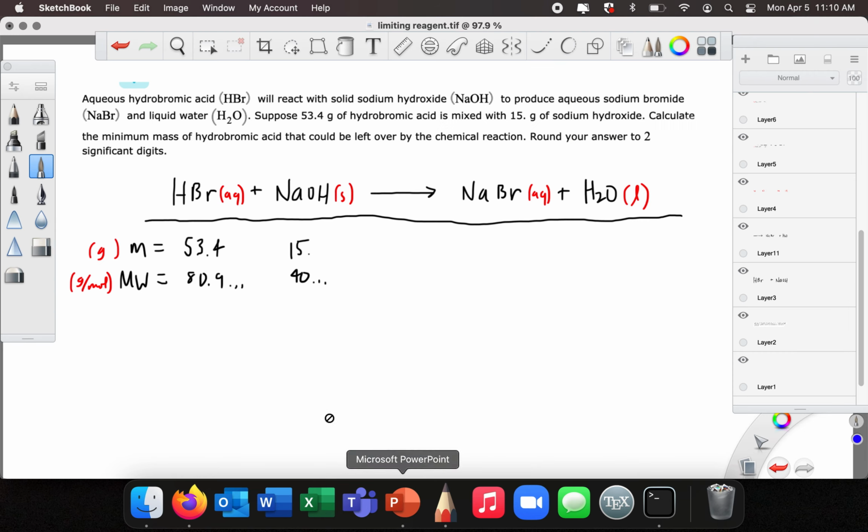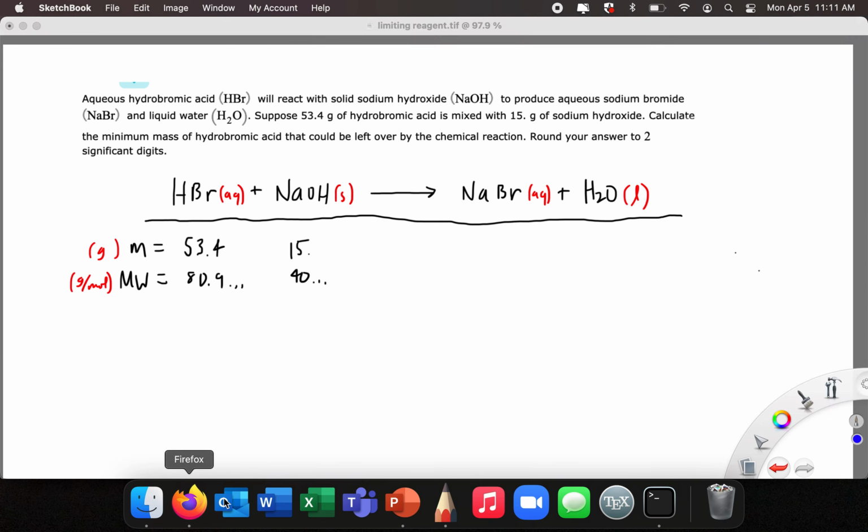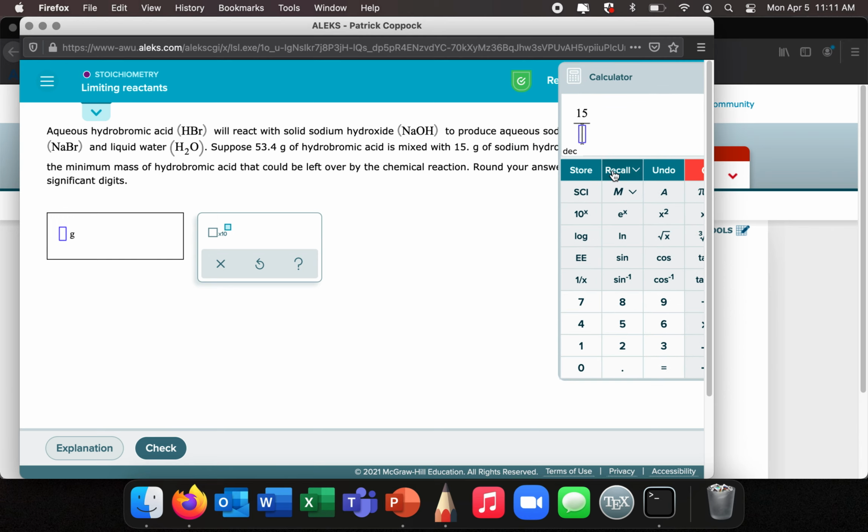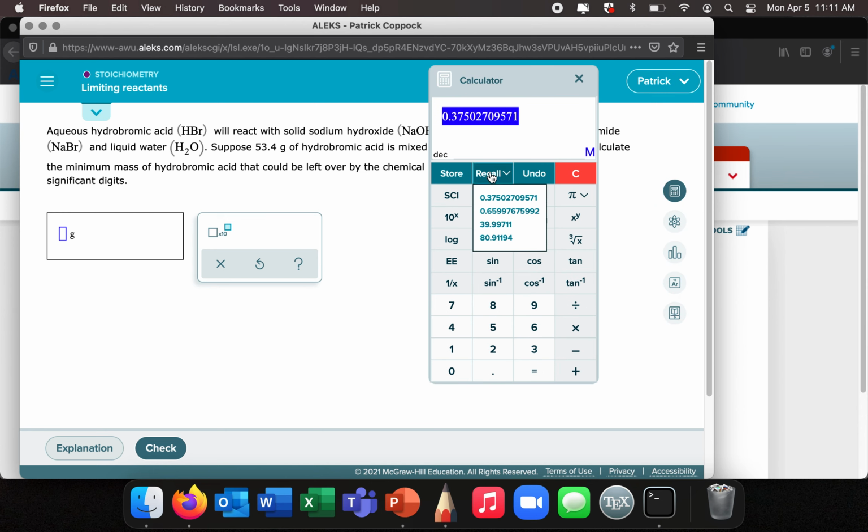Now we know that in order to get the moles, I'm going to take 53.4 and divide it by 80.9. 53.4 divided by, and I'm going to use the exact number here, 80.911, equals store. So that's the amount of moles of my HBr. Did I store it there? I did. Let's clear that out. Let's do the other one now. 15 divided by sodium hydroxide, which was 40, equals 0.375. So store those in my calculator. They're all there. Okay, clear it.